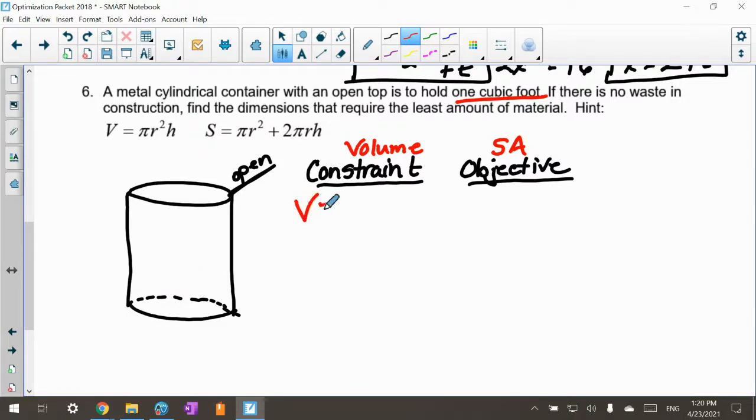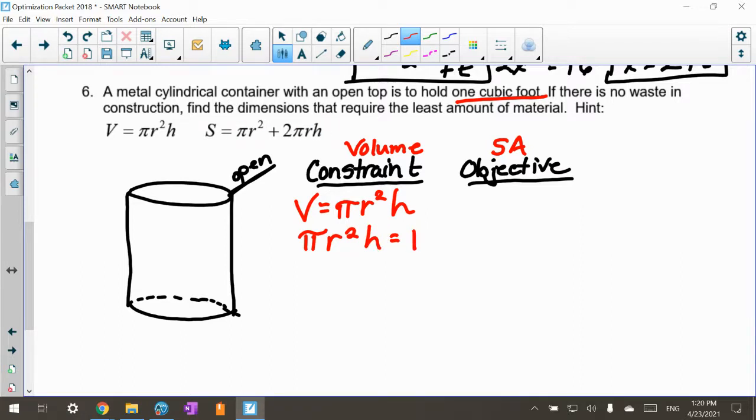I know the volume of this is going to be the area of the base, pi r squared. Whoops, I talked about it and said it wrong. Pi r squared is the area of the base times the height. All right, so that's my volume, and I know it equals 1. So pi r squared h has to equal 1, because that's what they said. The objective is the surface area.